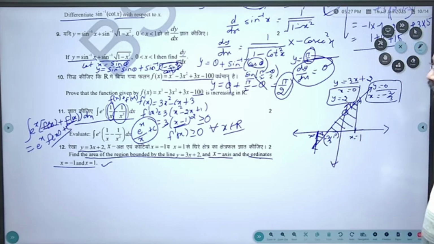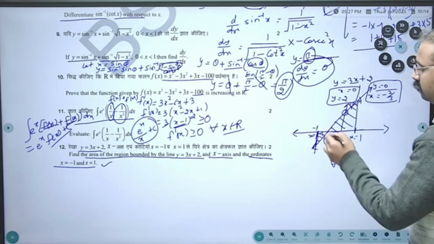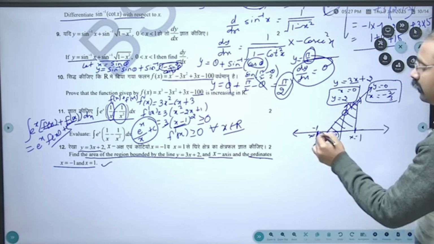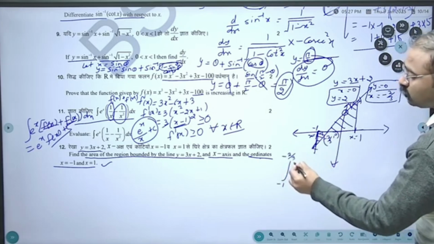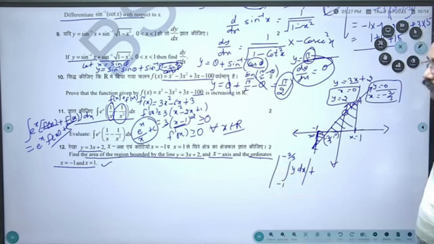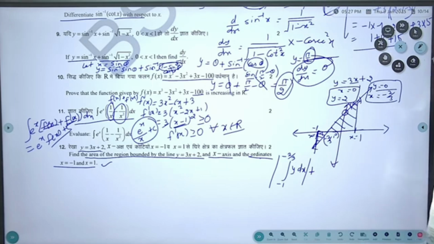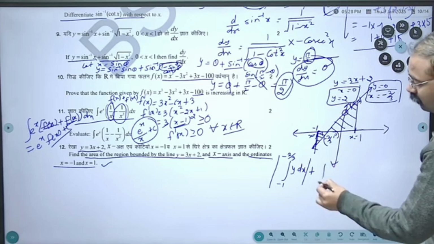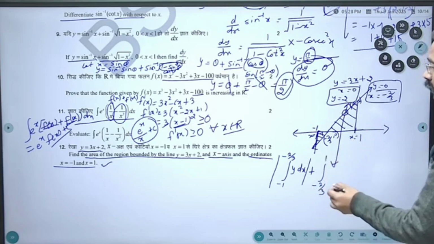This region we have to find out. For this region, we have our limit from -1 to -2/3, the integral of y dx, and its magnitude. This region is just below the x-axis, so the area will be negative. Just to make that area positive, we have to take the mod of this area, and then the limit -2/3 to 1, and area.